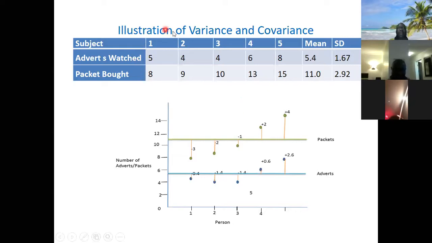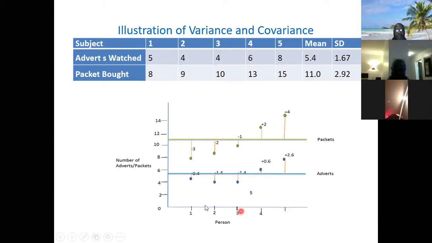So we have 5 people, number 1, 2, 3 to 5. These are the number of adverts watched by each of them, and these are the number of packets of the product bought. And these are the means and the standard deviation. Now I want to see, does the number of adverts watched covary with the number of packets of the product bought? So pictorially, we can depict it.